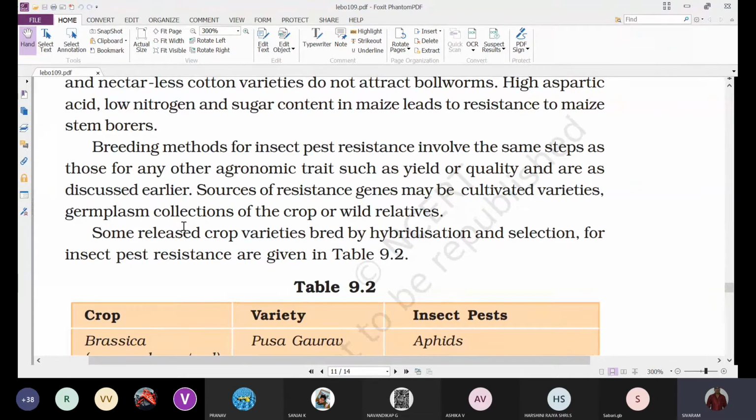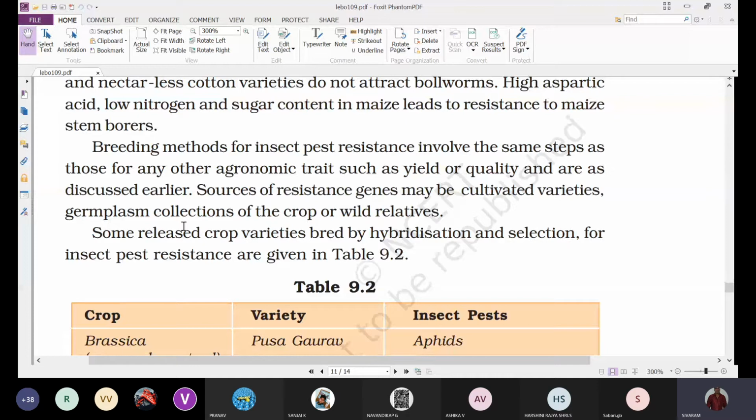What we can understand from this is that the wild variety or weed already has certain resistance against that insect or pest. That's why it is able to grow even when the crop plant is affected, and these weed plants are unable to get affected. Why? Because it already has certain resistance.